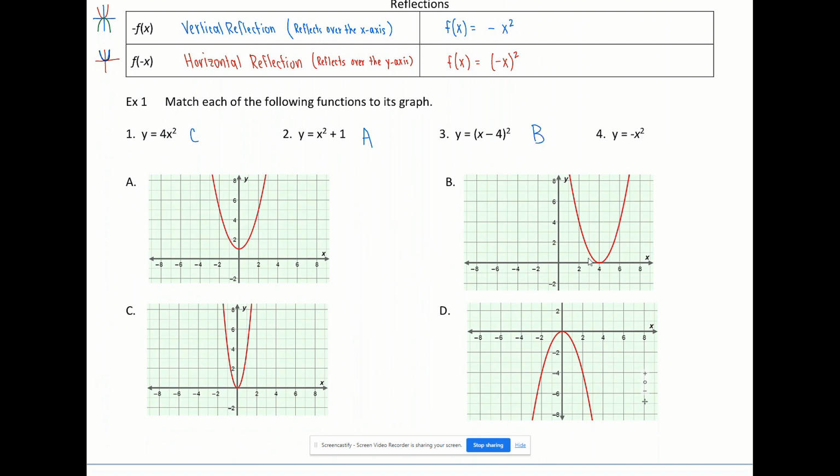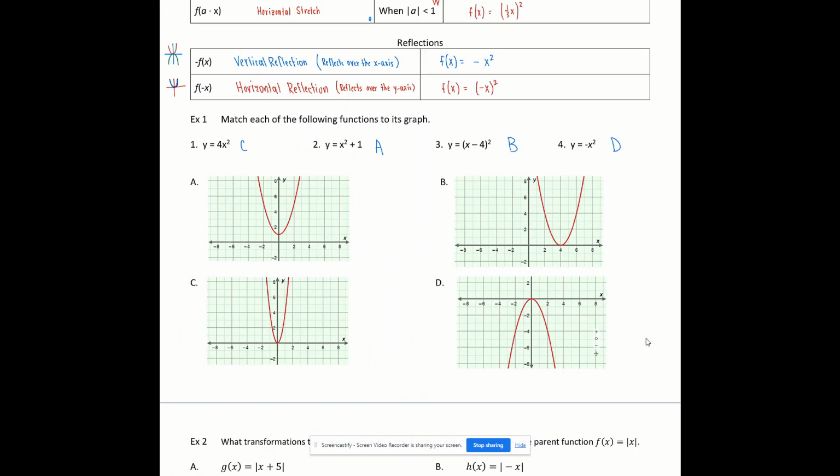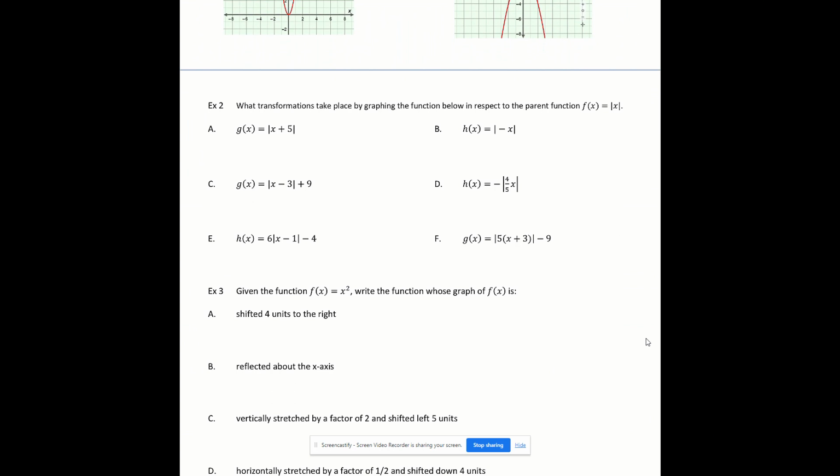And of course, that leaves one more. And look at it. It's negative on the outside. That means it's a vertical reflection. Which one flipped over the x-axis? D did. So C, A, B, D. Okay, I hope that you understand that. We're going to move on through here.